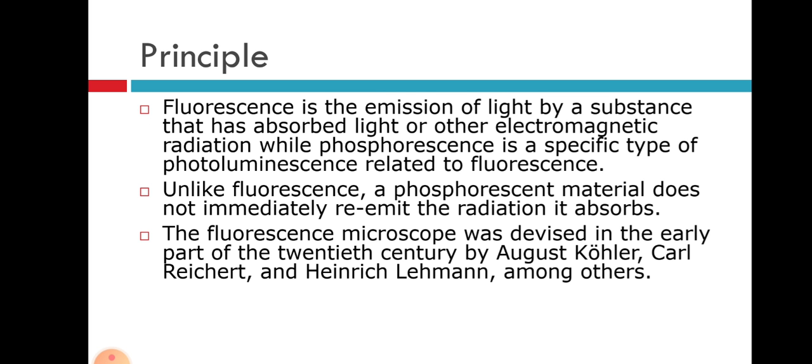Principle of fluorescence microscopy. Fluorescence is the emission of light by a substance that has absorbed light or other electromagnetic radiation, while phosphorescence is a specific type of photoluminescence related to fluorescence. Unlike fluorescence, a phosphorescent material does not immediately re-emit the radiation it absorbed. The fluorescence microscope was devised in the early part of the 20th century by August Köhler, Carl Reichert, and Heinrich Lehmann, among others.